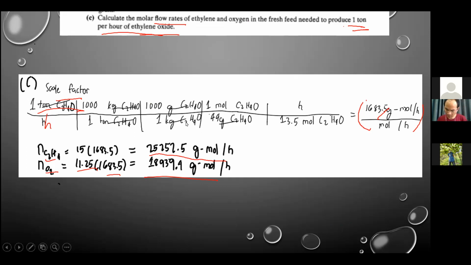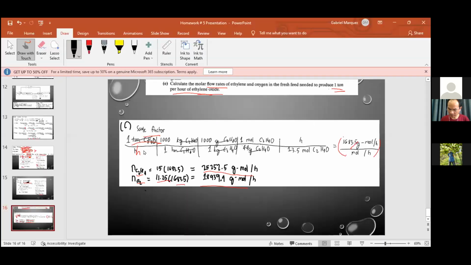For both questions, you use the atomic balance. Would you go back to the first question? Yes, the first question.